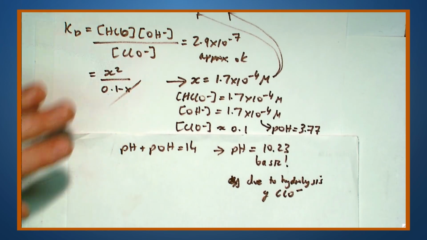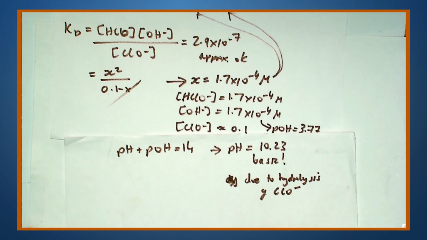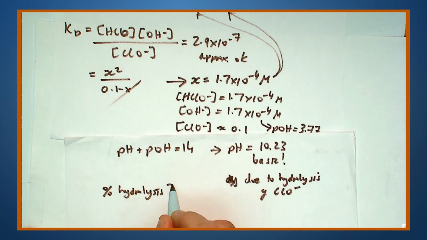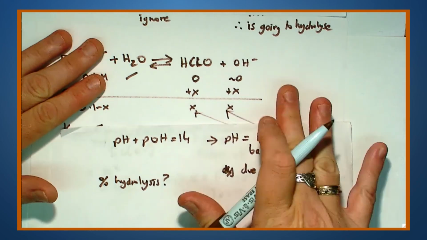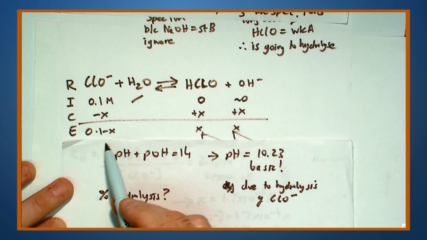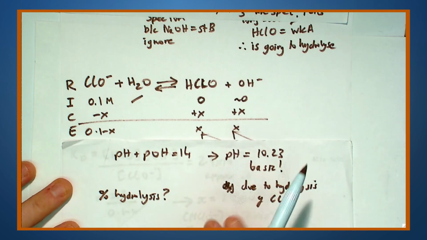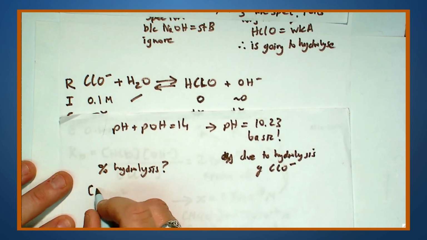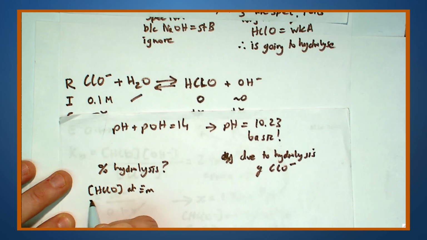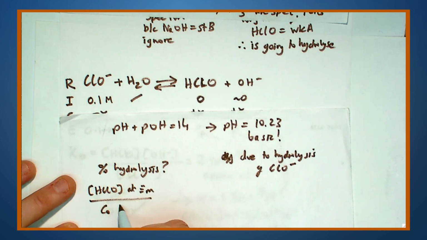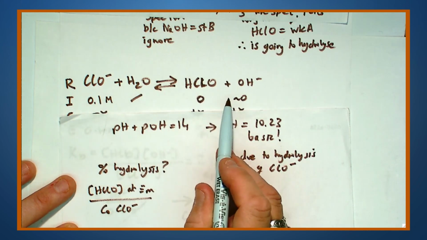All right. Now, the last little thing that you might be asked for is, well, it has hydrolyzed, so what's the percentage of that? It sounds scary, and it really isn't. All you have to do is say, yes, it did react with water. Let's go back up here. This is how far forward it went, this small amount. So the percent hydrolysis is basically the concentration of HClO at equilibrium over the C0 of ClO minus, the starting stuff. It's saying how far forward has this gone as a percentage.